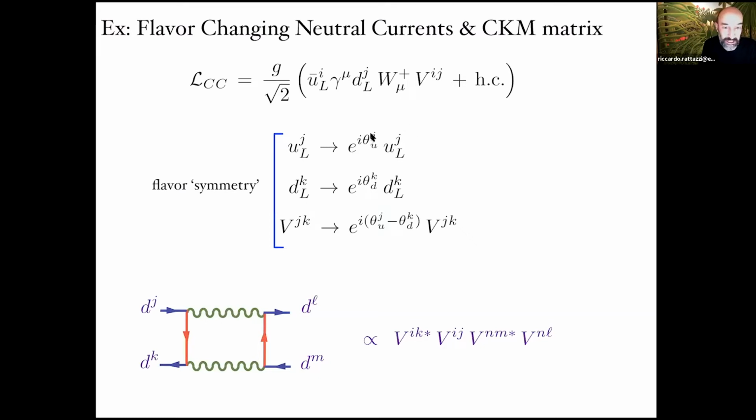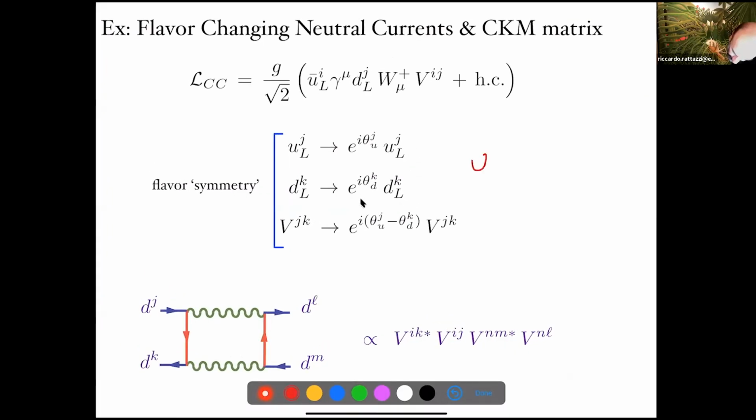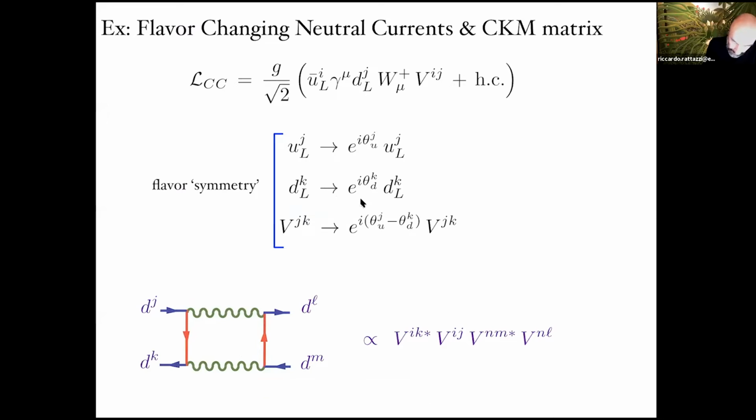So the phase depends on the quark flavor, whether it's up, charm, or top in the up sector, or down, strange, or bottom in the down sector. So you have essentially a U(1). This symmetry here is what we call a U(1) to the 6th symmetry, okay? It erases it. I shouldn't have erased it.